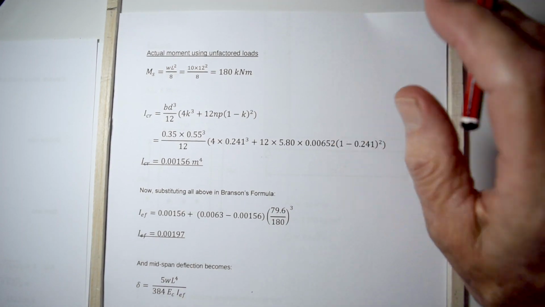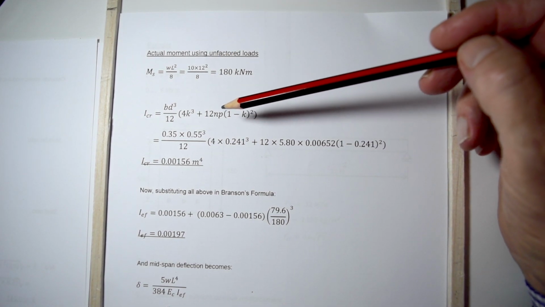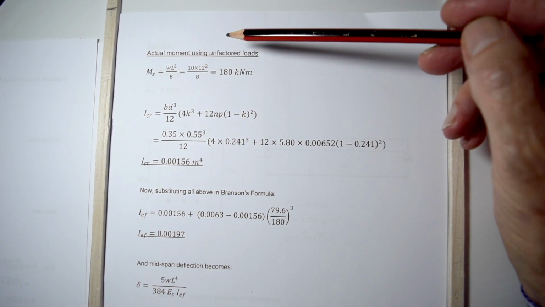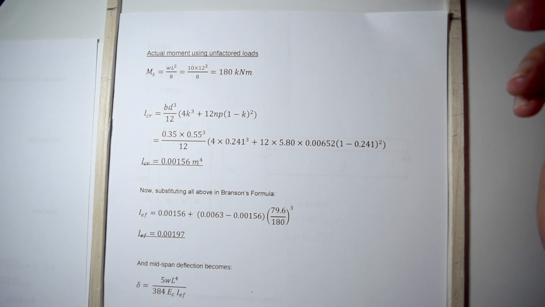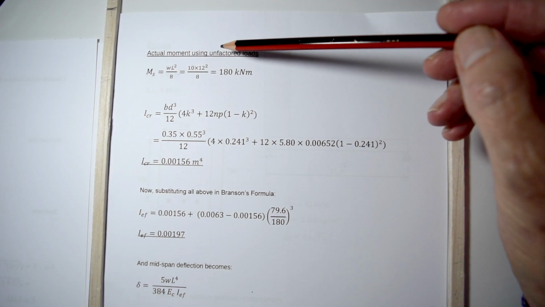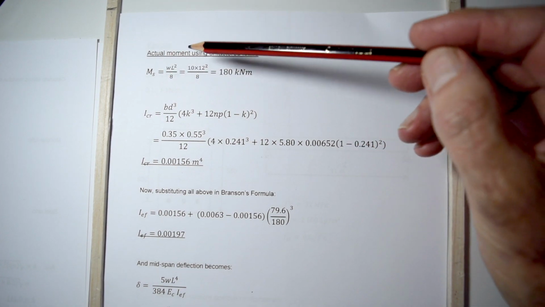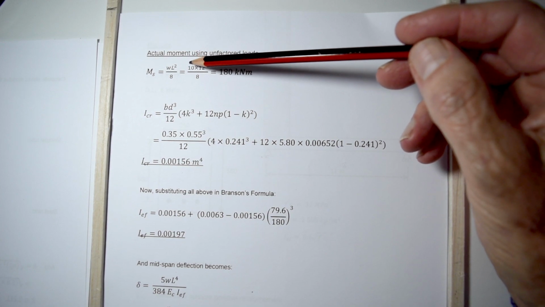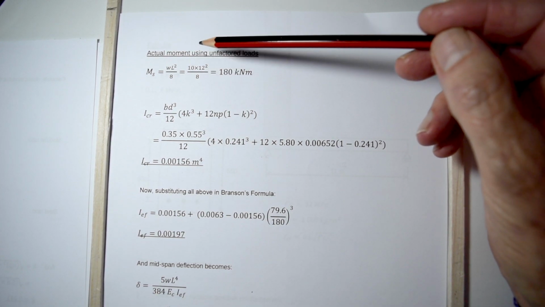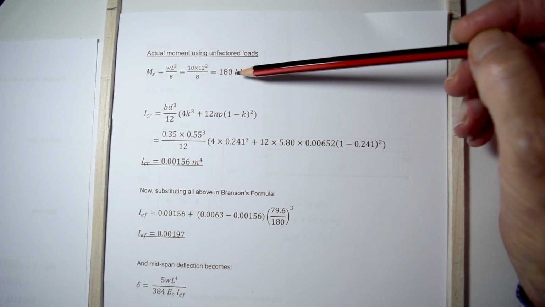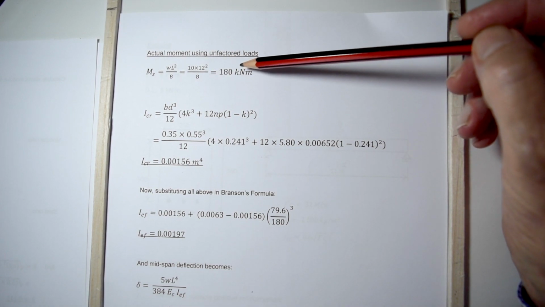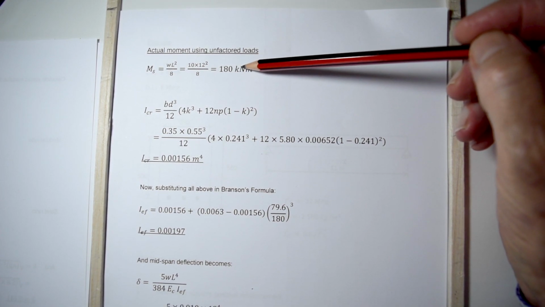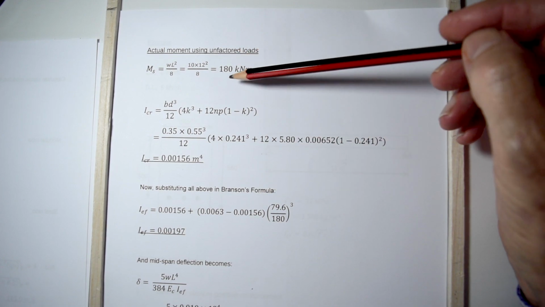Now the actual moment using unfactored loads, and you'll remember when we do deflections, as we did in structural steel, when we're looking at deflections, we don't use the factored loads. So the actual bending moment using unfactored loads, MS, is WL squared over 8. Remember the live load was 5 and the dead load was 5. That gives you the 10 kilonewtons. WL squared over 8, 180 kilonewton meters is the unfactored bending moment. And that we'll be using in Branson's formula presently.